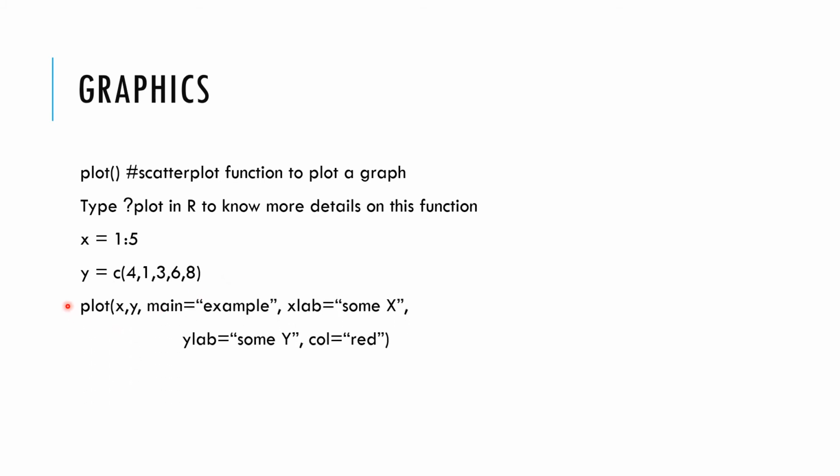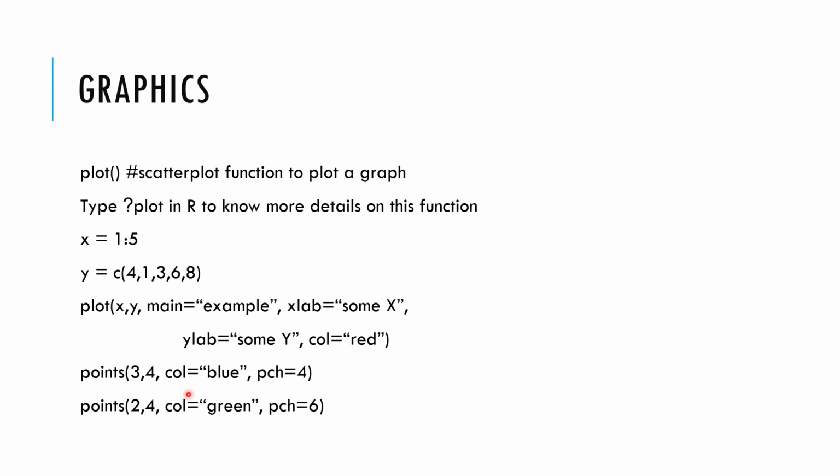And then we use the plot function. So x is the x value, y is the y value, and main is basically the name of the plot. xlab is the name of the x axis, and ylab is the name of the y axis, and color is red here.